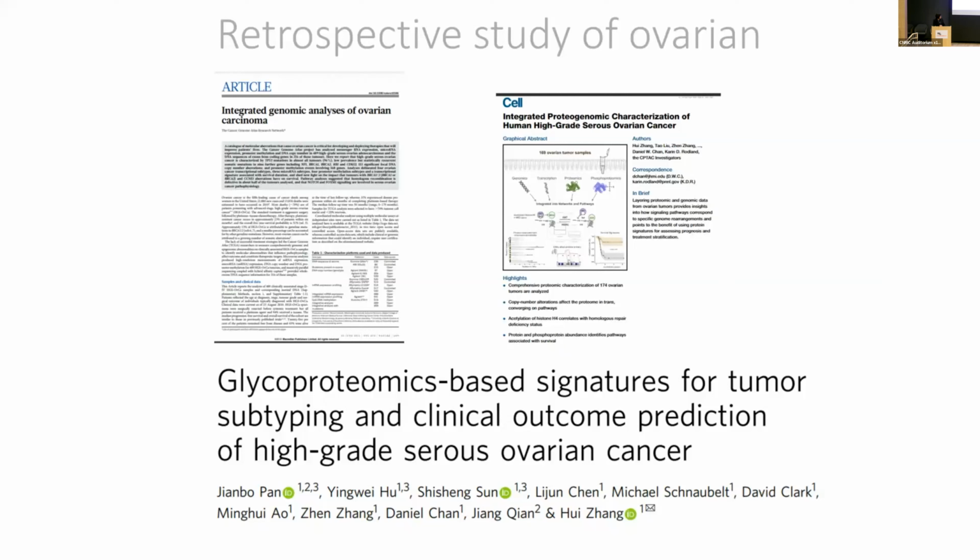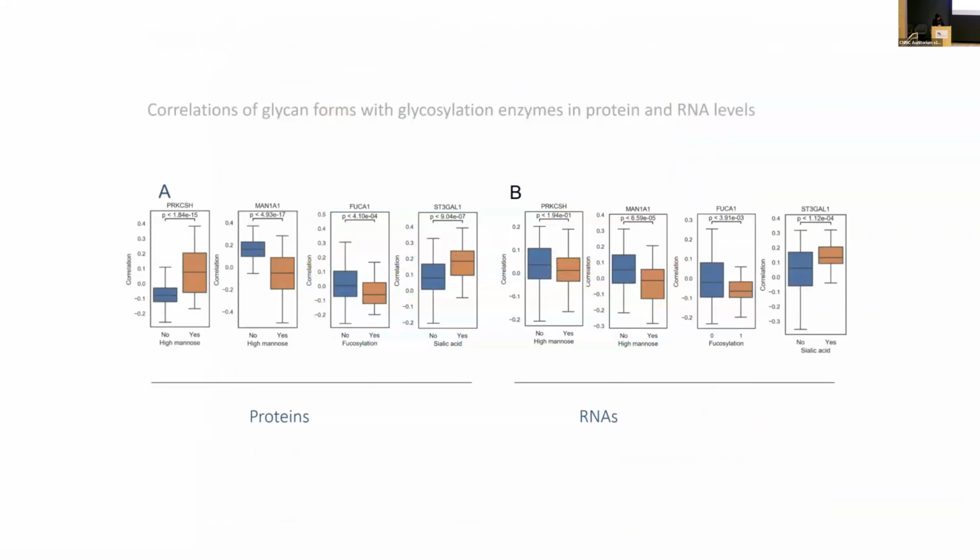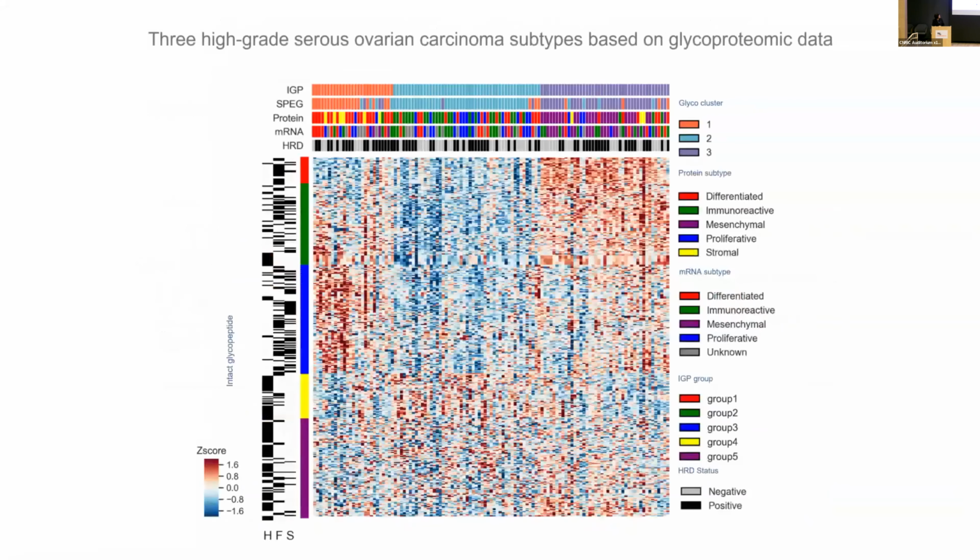In the next few slides, I want to summarize our recent study, which still uses the same material collected and generated for our original proteomics and phosphoproteomics study, for glycoproteomics studies. In our glycoproteomics study, we find that the glycoproteomics data can separate the ovarian tumors into 3 subtypes.